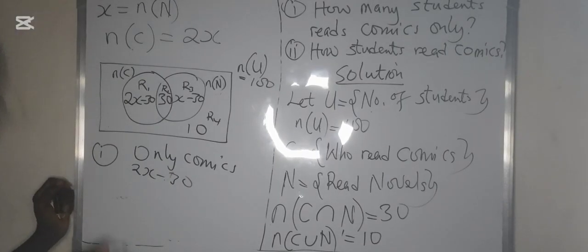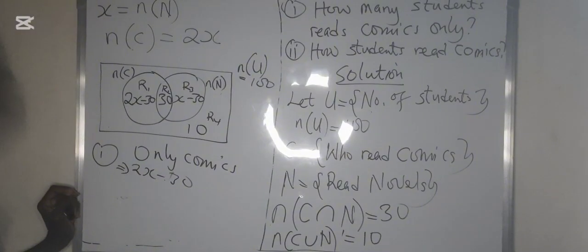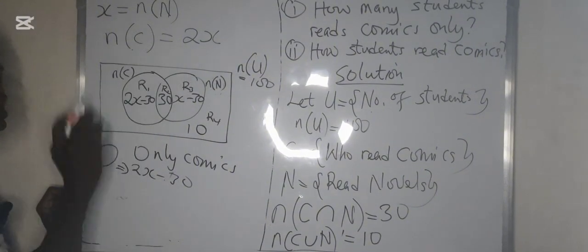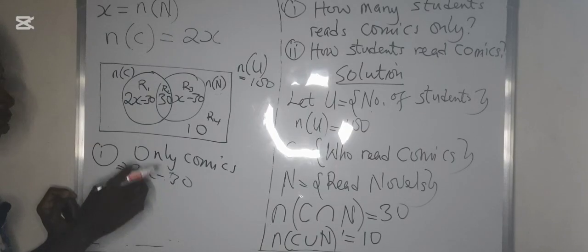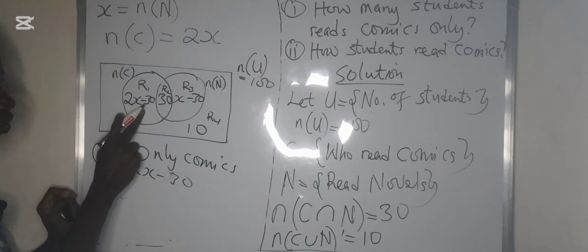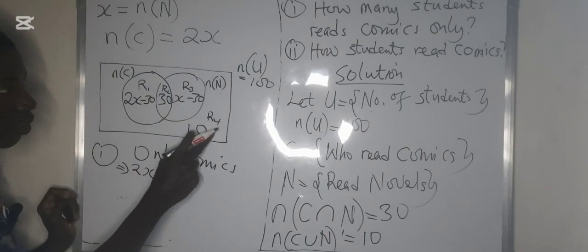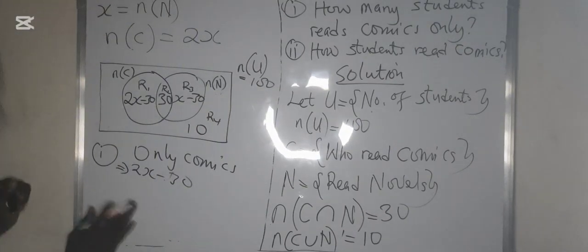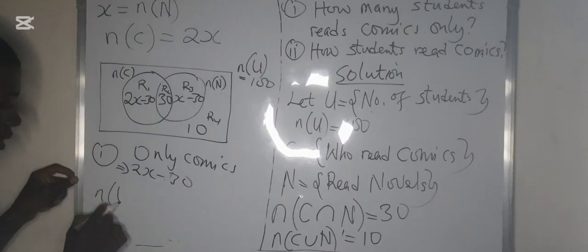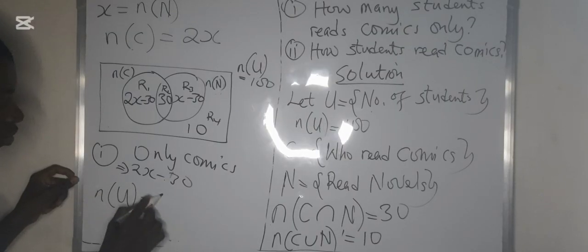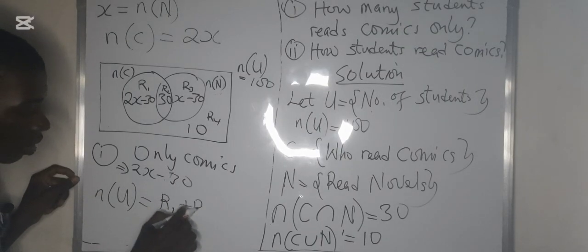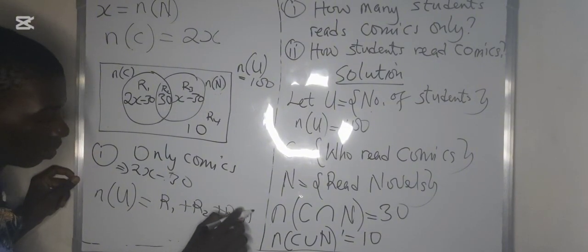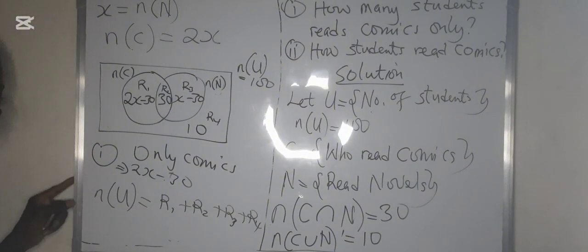That is this, I see. But we don't stop at x, we need to find the number of students who read only novels. That is by adding the first region, second region, third region, and fourth region, equated to the total number of students. We said the number of U, that is the total number of students, is equal to the first region plus the second region plus the third region and the fourth region.